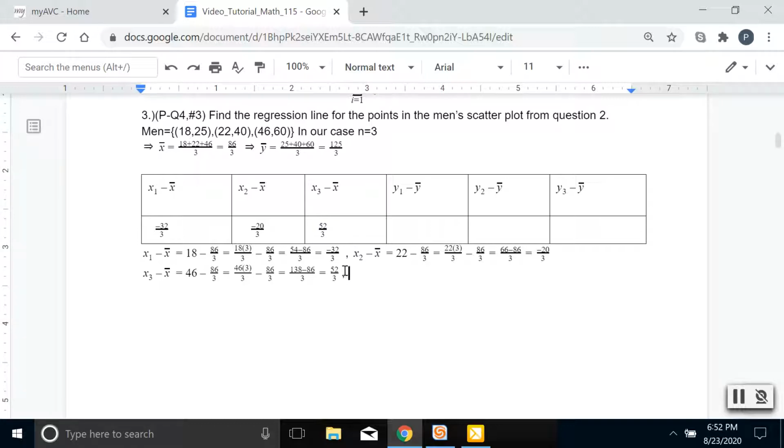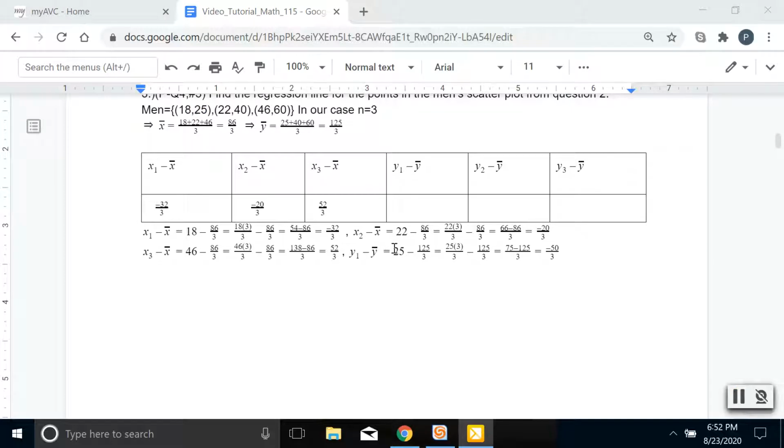Okay, then moving on to the y's now. Let's do y1. Our y1 is 25, and our y bar is 125 over 3. So computing y1 minus y bar, we get 25 minus 125 over 3. Multiply 25 top and bottom by 3, so it'll be 25 times 3, which is 75. 75 minus 125 is negative 50 over 3. So this will go here.